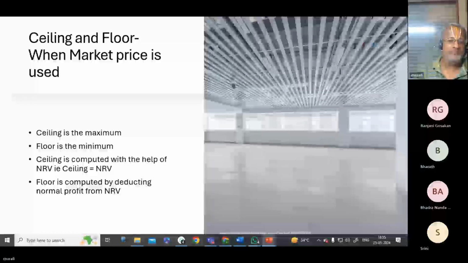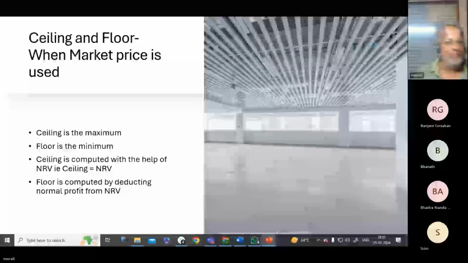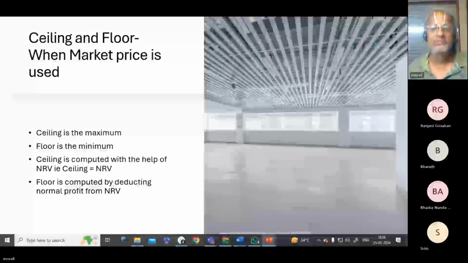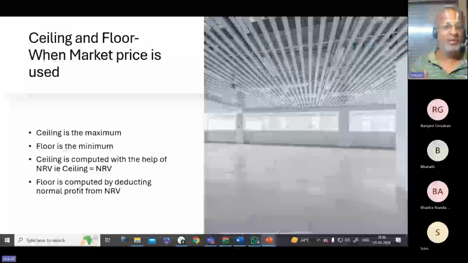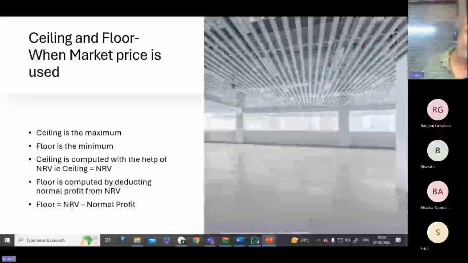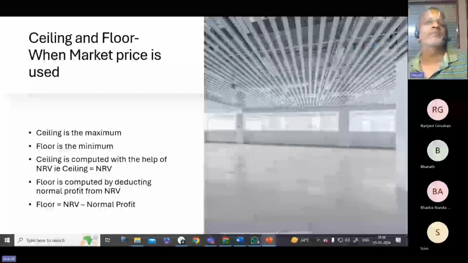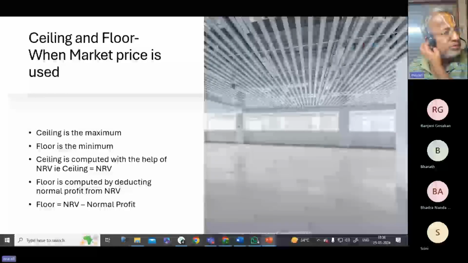What is that? Floor is computed by deducting normal profit from NRV. So when something is deducted from NRV, quite naturally the value will be lower. Correct? That is a normal thing. Now, floor is equal to NRV minus normal profit. These are all very, very important items. Based on this, we are going to solve some problems.